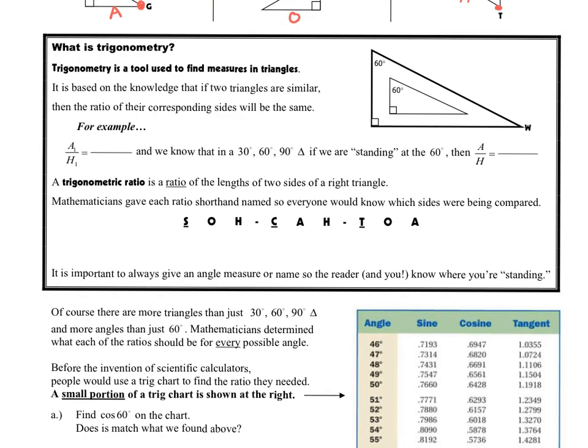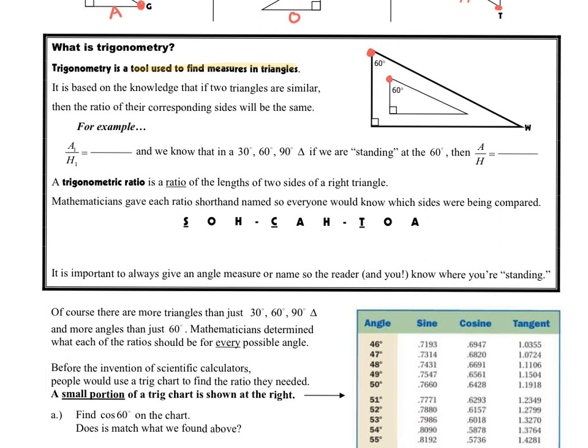What exactly is trigonometry? The simplest way to describe trigonometry is simply a tool used to find measurements in triangles, and those measurements might be angles, and those measurements might be sides. It's based on the knowledge that if two triangles are similar, then the ratio of their corresponding sides will always be the same. So, for example, let's look at these 30, 60, 90 triangles that I have going on here, and let's say that we're going to use this 60-degree angle as our point of perspective.